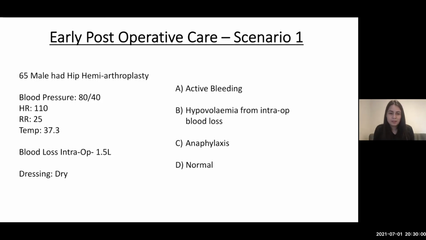So what do you think? Just have a think, and you can write it in the chat. What do you think is causing this patient to have a low blood pressure, high heart rate, and high respiratory rate? Is it A, active bleeding? Is it B, hypovolemia from the intra-op blood loss? Is it C, anaphylaxis, or D, normal?